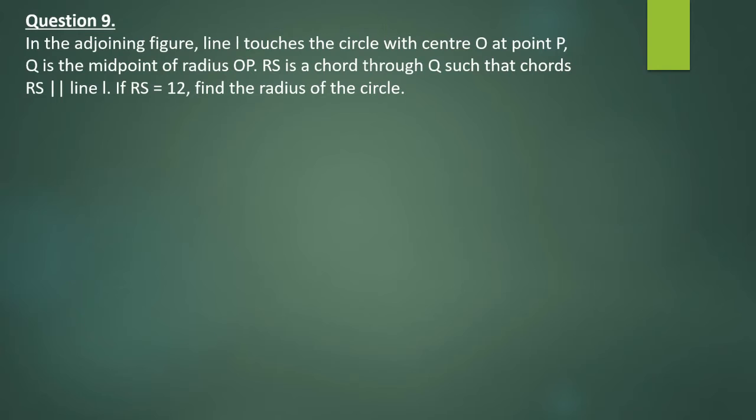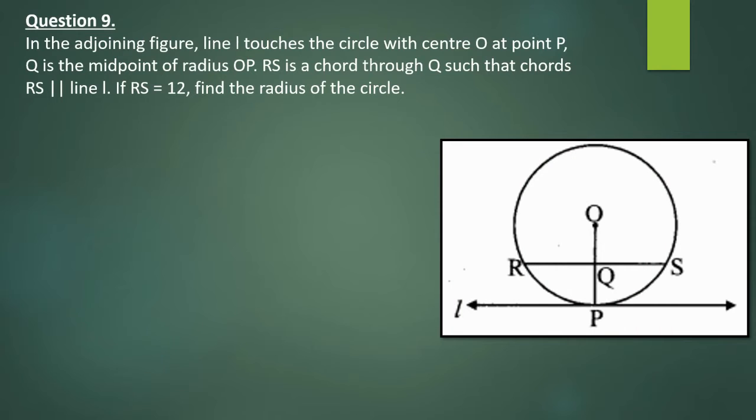Question number 9. In the adjoining figure, line L touches a circle with center O at point P. Q is a midpoint of the radius OP. RS is a chord through Q such that chord RS is parallel to line L. RS is 12. We have to find the radius of the circle.